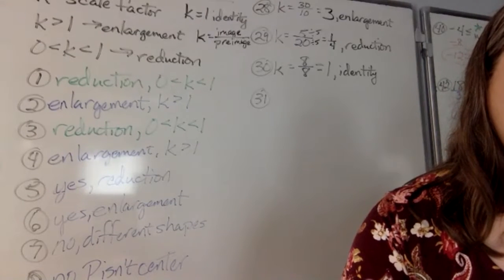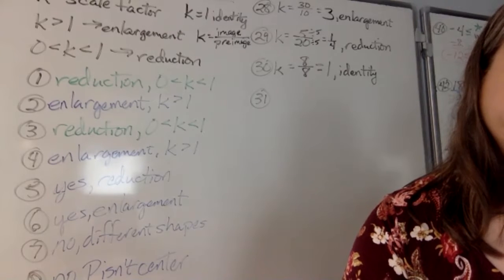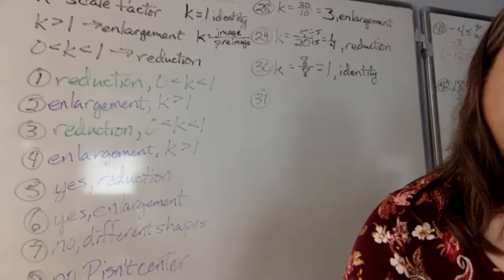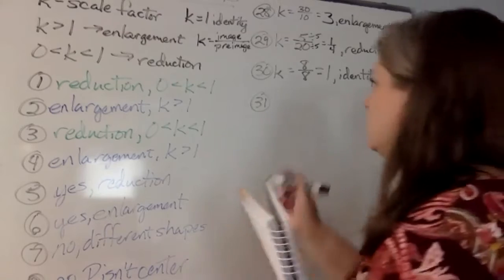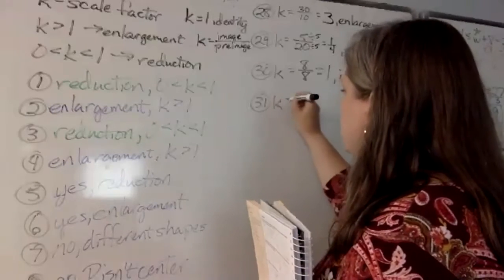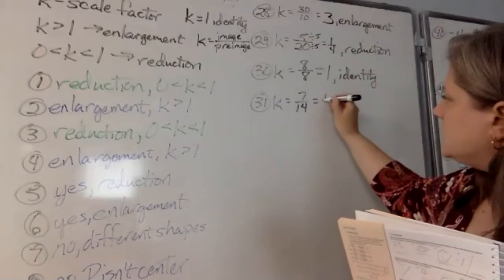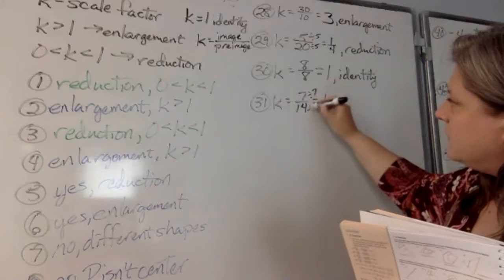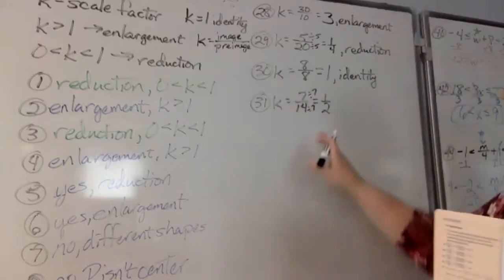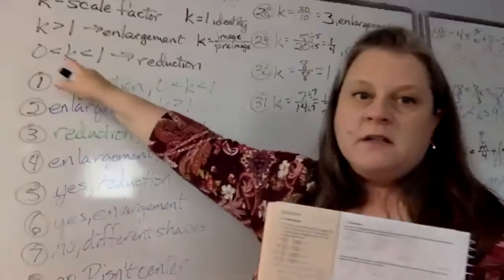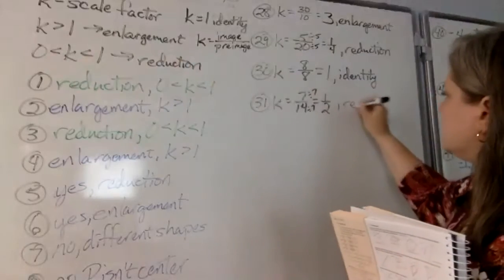On number 31, which number goes on top to find my scale factor? Seven. 7, because that's your original, because it does not have the little prime markings on it. So I have 7 over 14. 7 over 14 reduces to a half. So when I get a half, that's between 0 and 1. So that means it was a reduction.